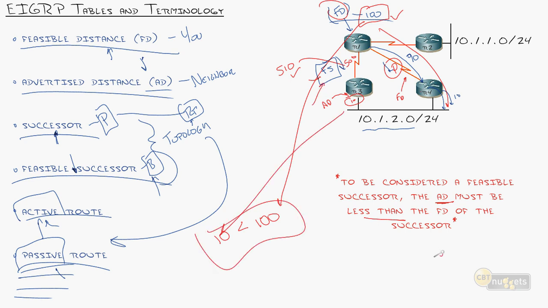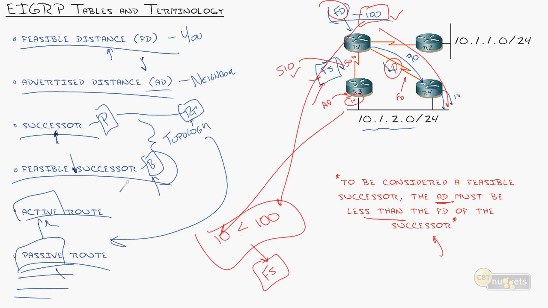Oh, wait a sec. Did I say feasible? Let me read it again. To be a feasible successor, the advertised distance, so that distance, it's the same thing. I think I just said the wrong word. Must be less than, not less than or equal to, less than the feasible distance of the successor. And in this case, it's true. So this, if this were the diagram, would become the feasible successor. It would become a backup route in there. Okay. Poof. Our heads explode, right?